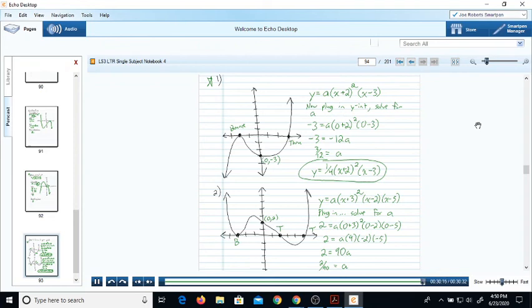So guys, we're 75% done with Unit 3. If you want, you can go ahead and start working on that test review, or move on to the rational functions, whichever strikes your fancy.